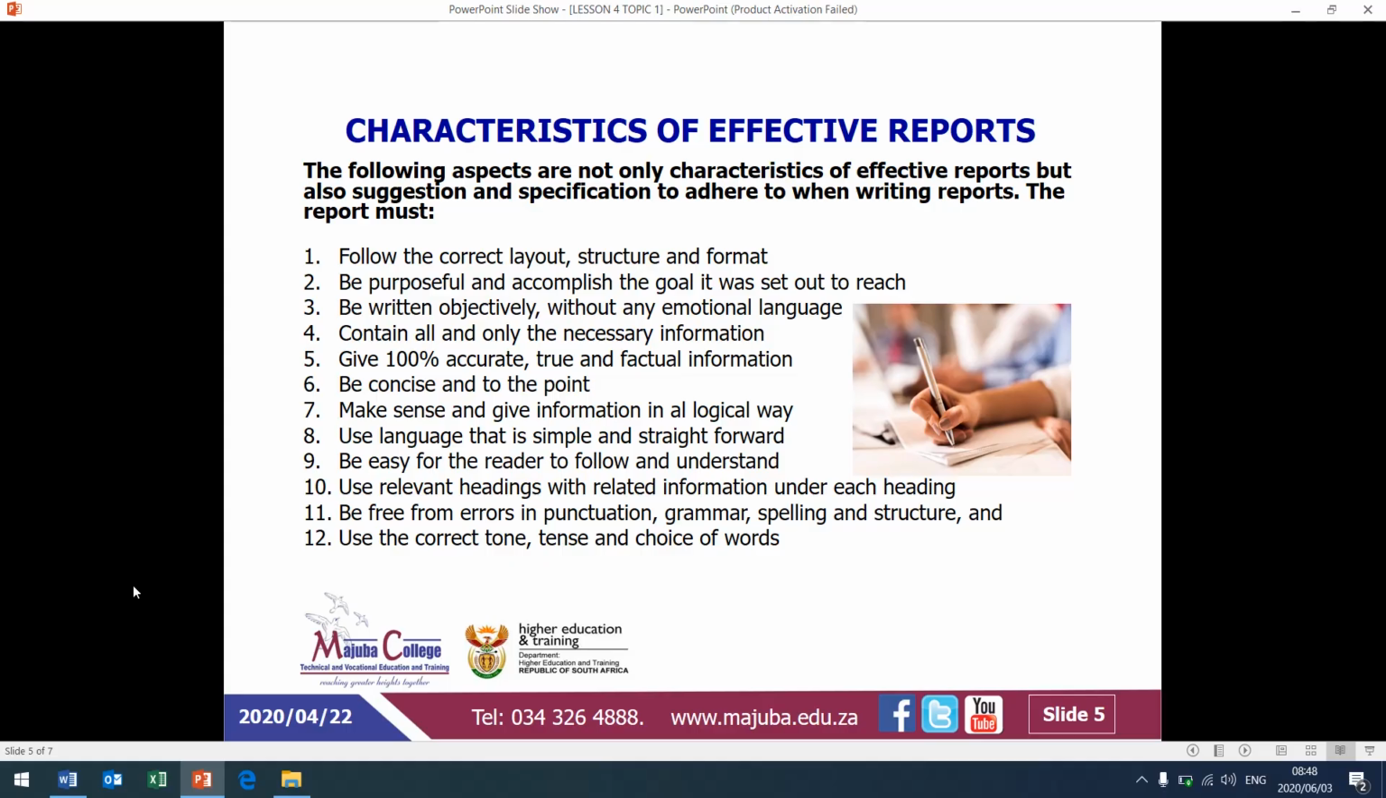So you mustn't confuse the reports. Be clear and understand what report you're writing, and write it in the correct format and in a correct structure. Be purposeful and accomplish the goals it has set out to reach. Be written objectively without any emotional language.